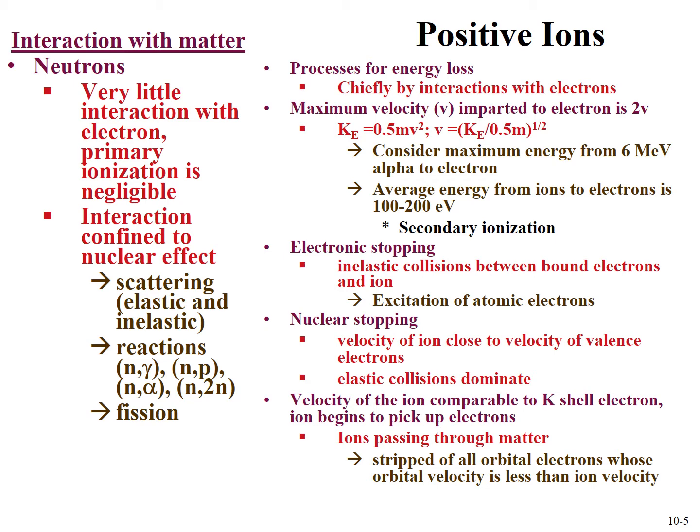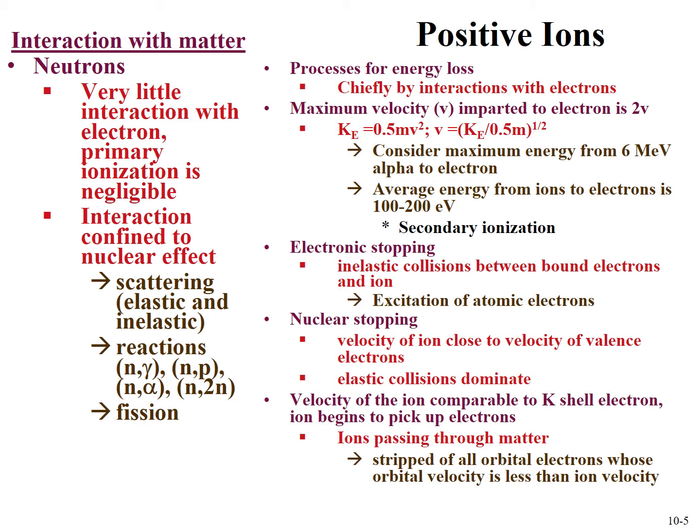So you get some electron stopping, which is this collision. It's an inelastic collision between bound electrons and the ions. So this can also cause excitation of atomic electrons. And then nuclear stopping, where the velocity of the ion is close to the velocity of the valence electrons, either the K shell or the outer shells. So we described the three different routes earlier. There's the electronic stopping, and then once the ion slows down, we get this nuclear stopping.